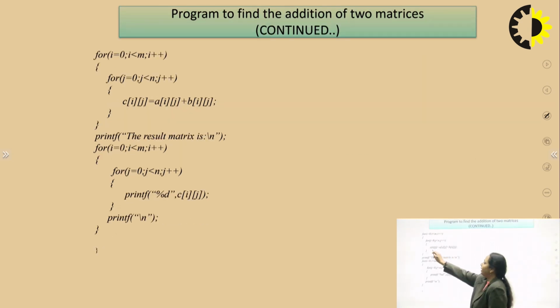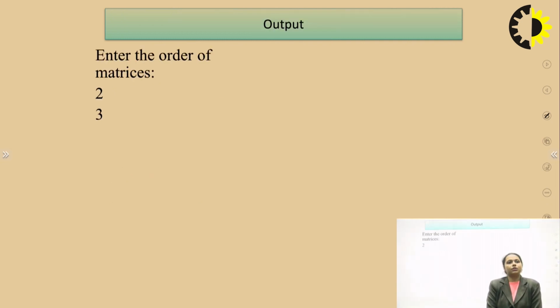Next, how to add? We know for matrix addition, the formula is very simple. Within the third matrix, with the help of the arithmetic plus operator, we can add two different matrices. We have written the matrix addition formula here within the loop, and after that, in a similar way, within two loops i and j, we are printing the matrix C. So this is going to be the output.